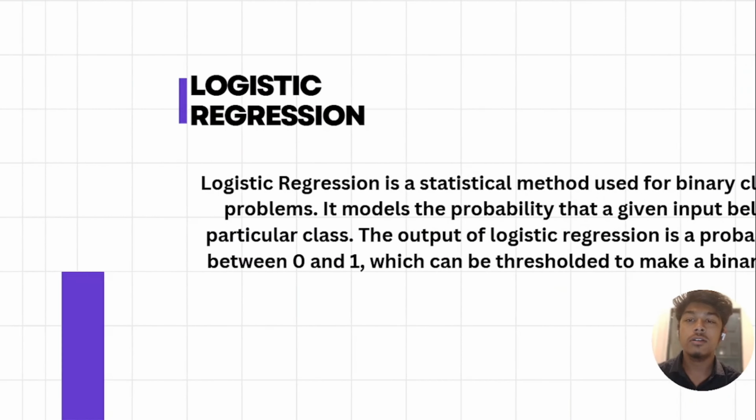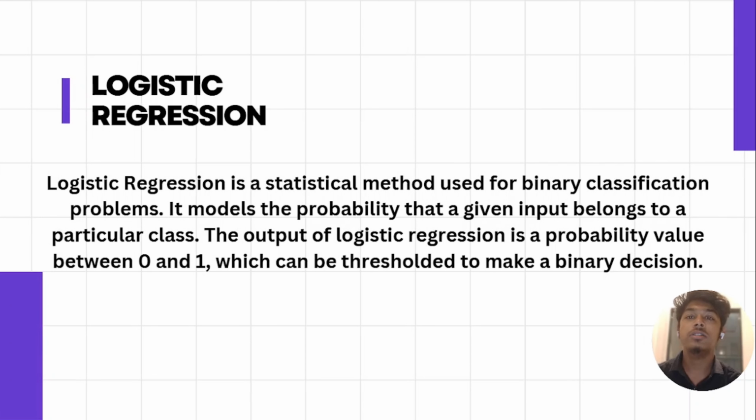Let's take a look at logistic regression. Logistic regression is a statistical method used for binary classification problems. It is generally used for classification, for example male, female, yes or no, pass or fail, and 0 and 1 for binary decision making. The output of logistic regression is a probability value between 0 and 1, which can be thresholded to make a binary decision. For example, 0.01 to 0.05 is a threshold value of our program.